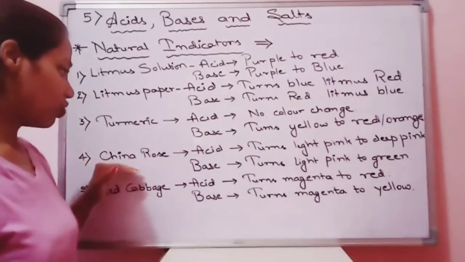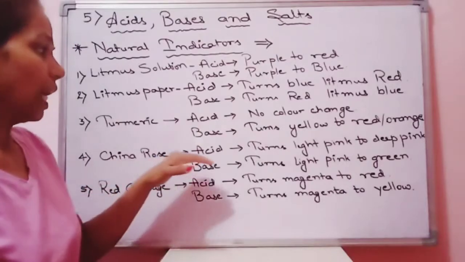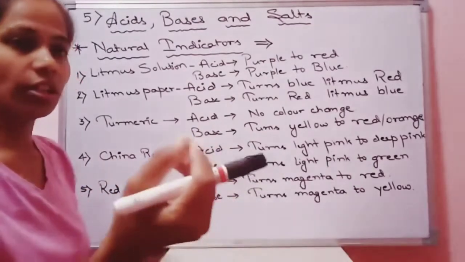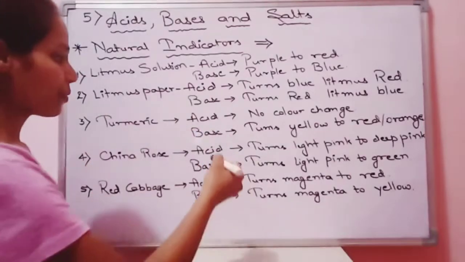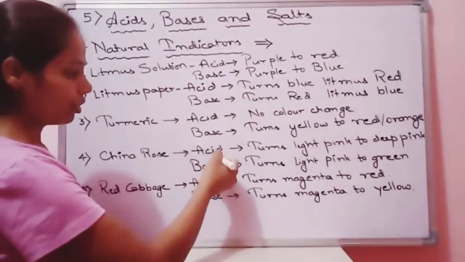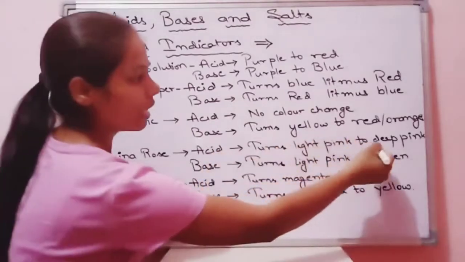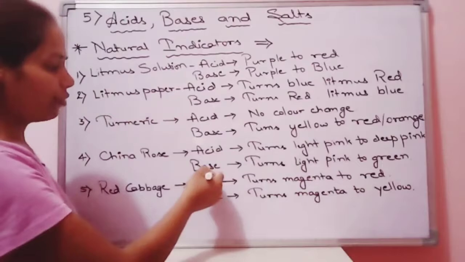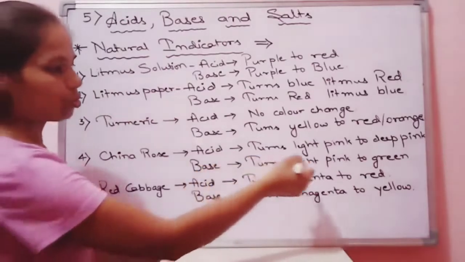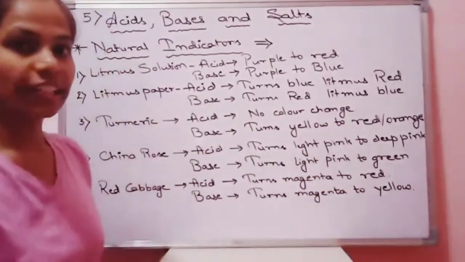Next we are having the China rose. China rose has a light pinkish color, somewhat reddish pink color. Okay. So when you mix it with the acidic solution, it will give you a deep pink color. Whereas if you mix it with a basic solution, it will give you the green color.